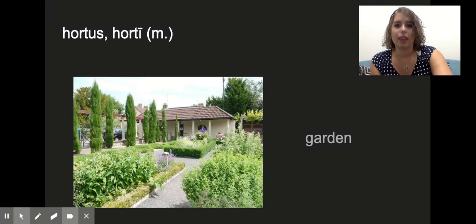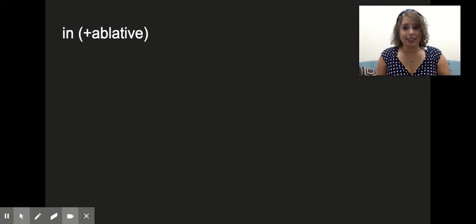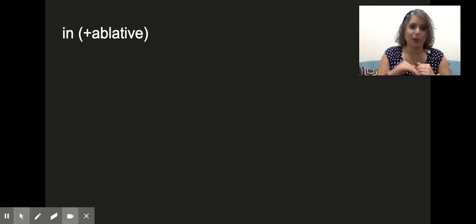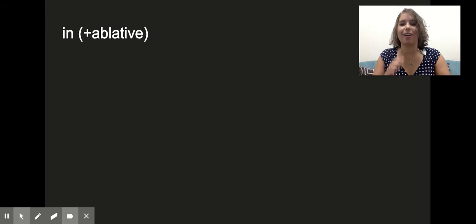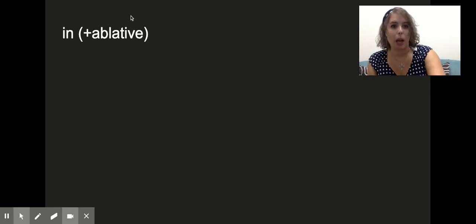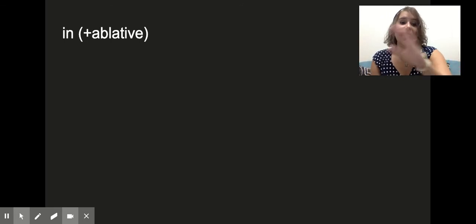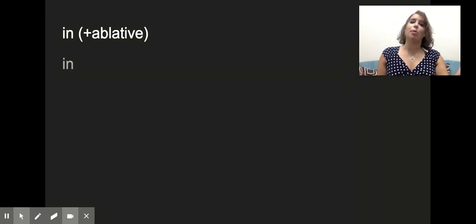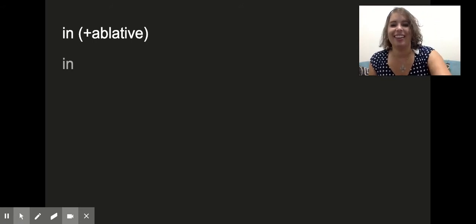So, in plus the ablative. Oh, that's a scary word. Don't worry too much about that. That's going to be important later on. This just means that this preposition, in is a preposition in Latin, is going to go with a specific type of noun endings that we're going to learn much later on. Again, it's good to know this now. So in means in. One of the easiest Latin words you'll ever learn. Hopefully you can remember that one.